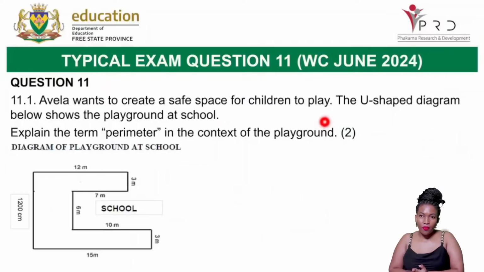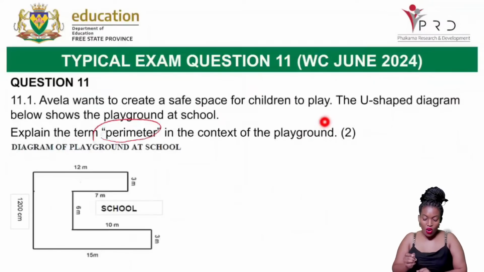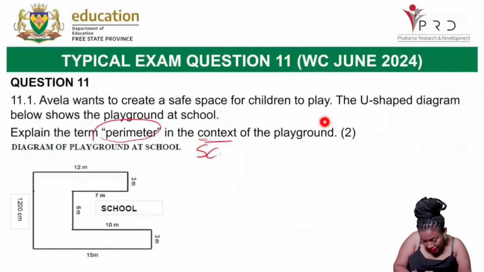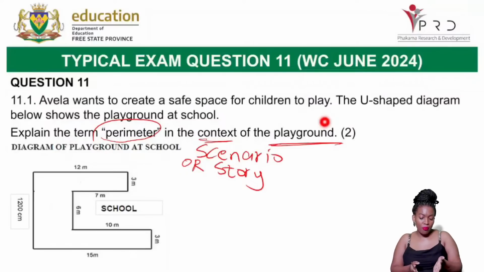The next question, Avela wants to create a safe space for children to play. The U-shaped diagram below shows the playground at a school. Explain the term perimeter in the context of the playground. When they say context, it is basically the scenario or the story. So in this case, the story of the playground. When we explain perimeter, we always say perimeter is the total distance around a shape.